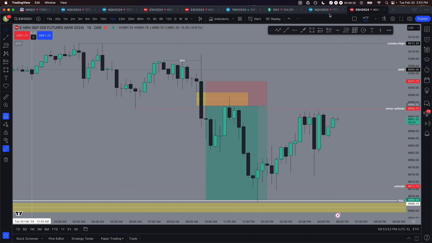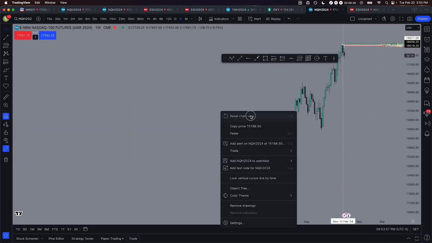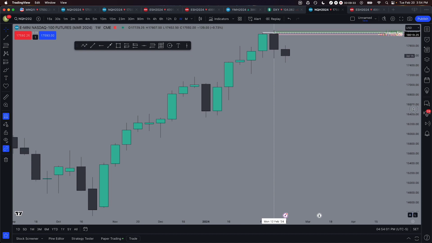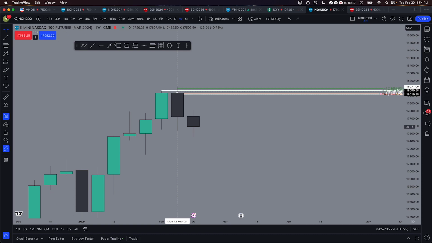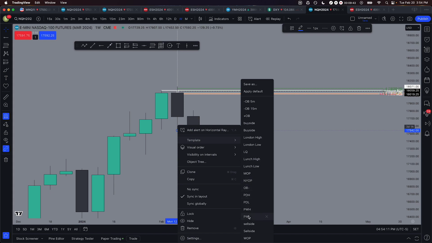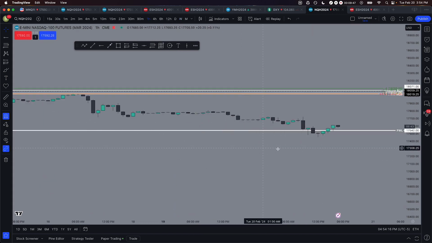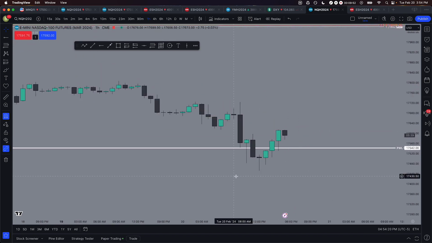Quickly switching over to NQ to see the similarities and differences. I think it's important to look at both to see how the price delivers similarly yet differently. I jumped first to the weekly chart because I know that today we did take the previous week low, which was an original target for NQ today. Here's our 9 o'clock open.